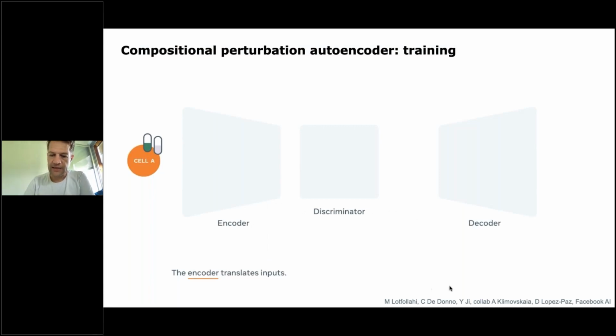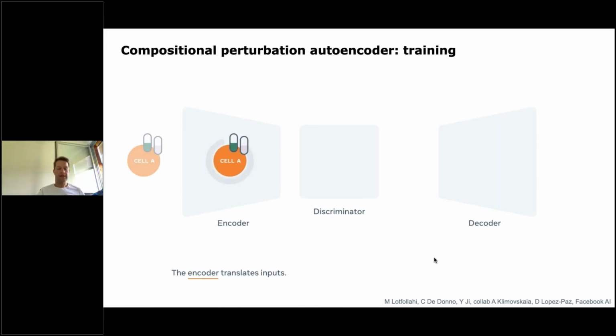I should mention this is work by Mo, Carlo, and Yuga, in collaboration with Anna Dimovskaya and David Lopez-Paz from Facebook AI, who have been strongly pushing for this project. The idea is that we again have this encoder-decoder type of architecture, but now we add a discriminator. Let me just guide you through this movie, because this is how Facebook AI also communicates. I really enjoy that type of collaboration.